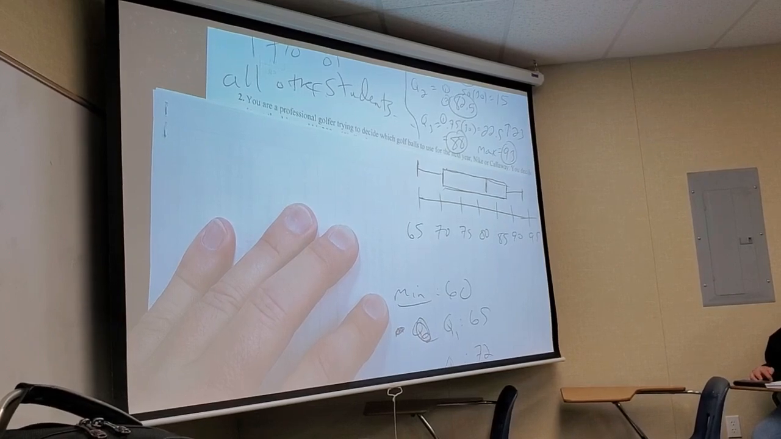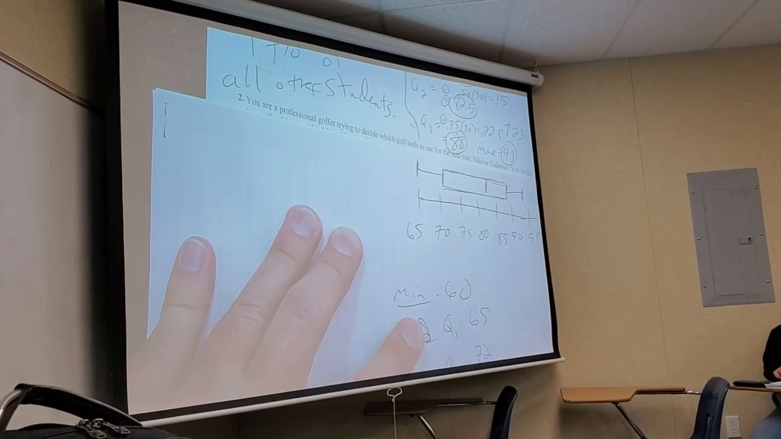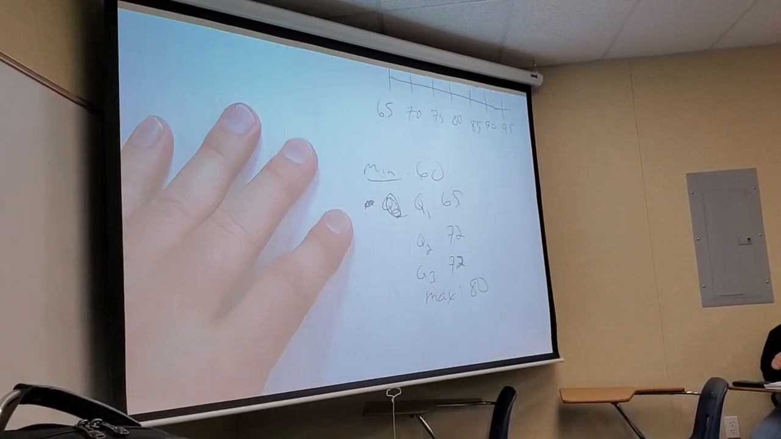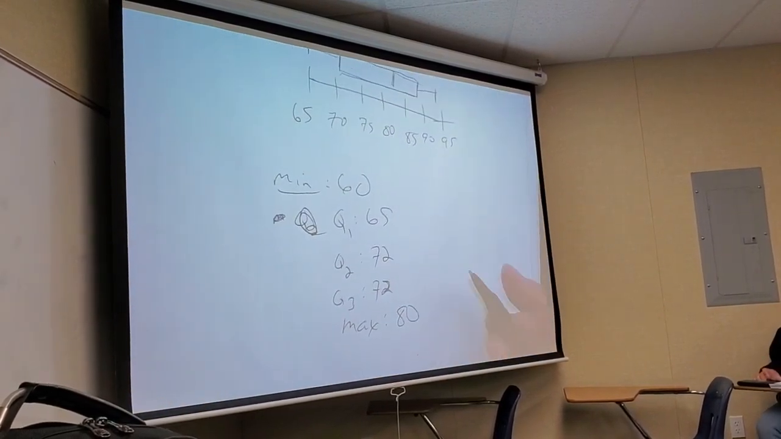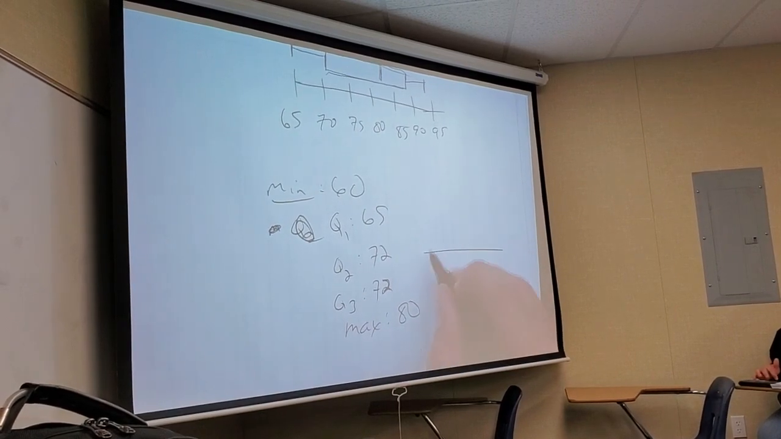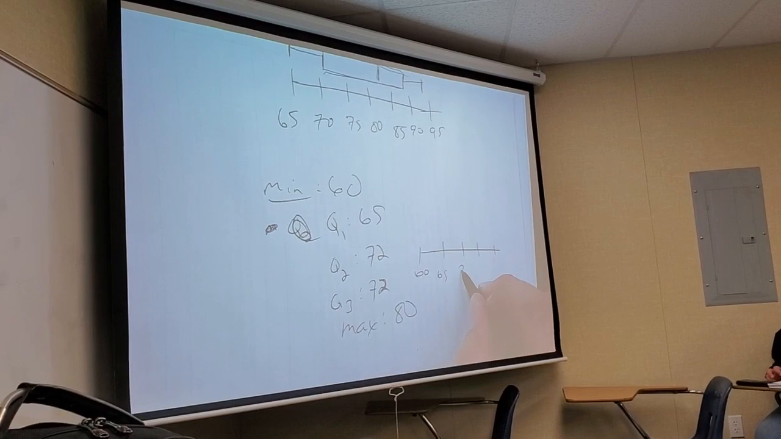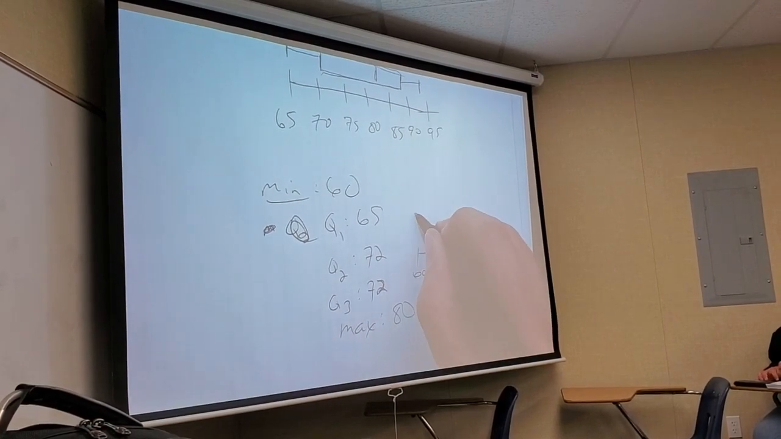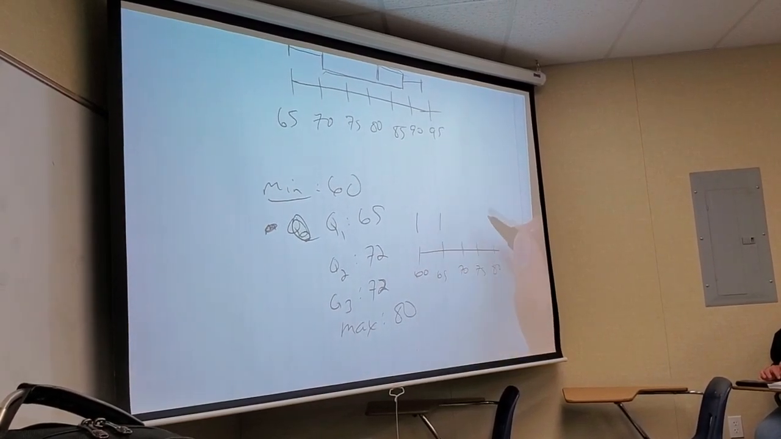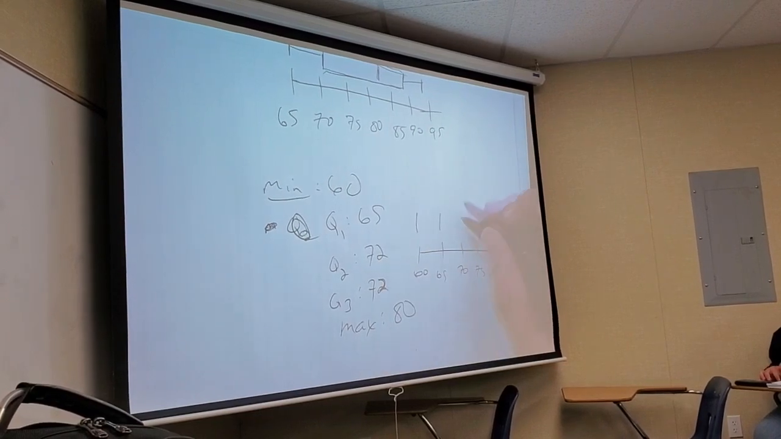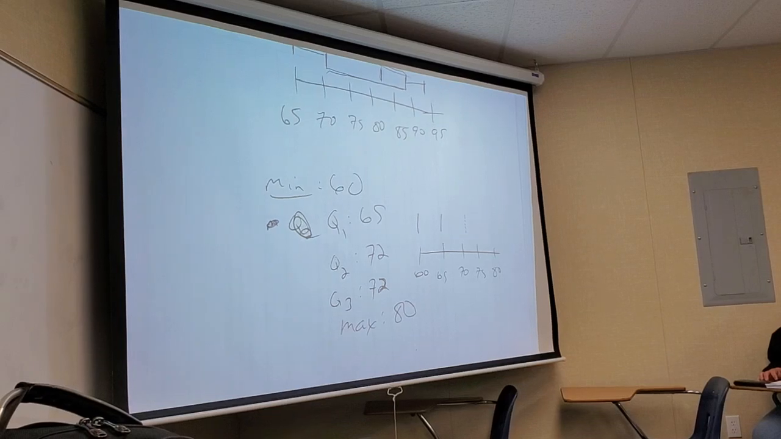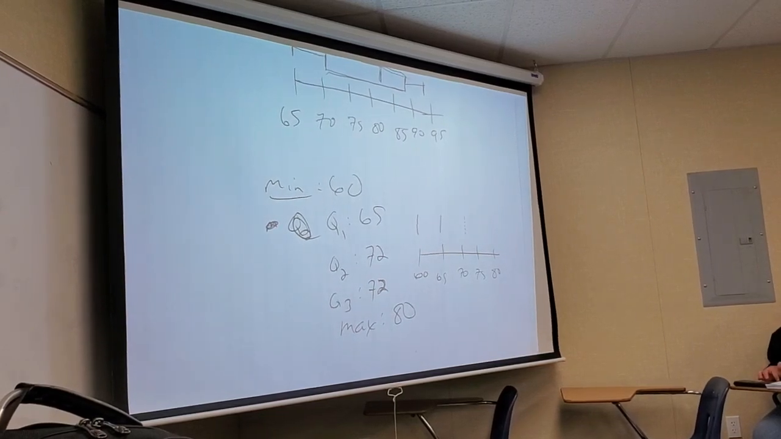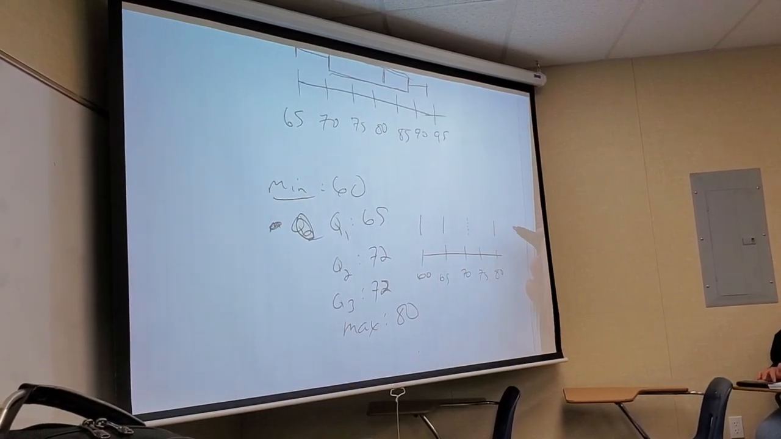Let's say this is what I get. What would that box and whisker plot look like? Well, 60, 65, 70, 75, 80. I'd have a line at 60, a line at 65. I'm going to have 2 at 72, so I'm going to put a dotted line there. Dotted lines indicate overlap. And then I'm going to have a line at 80.